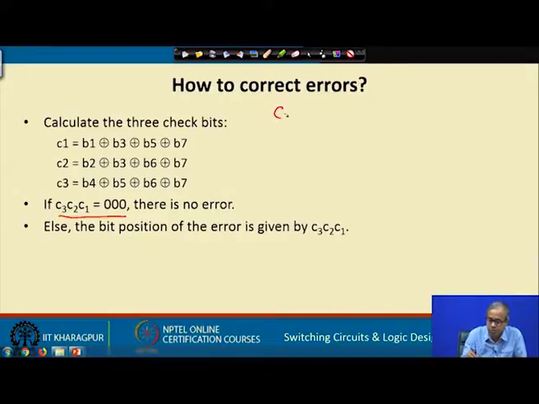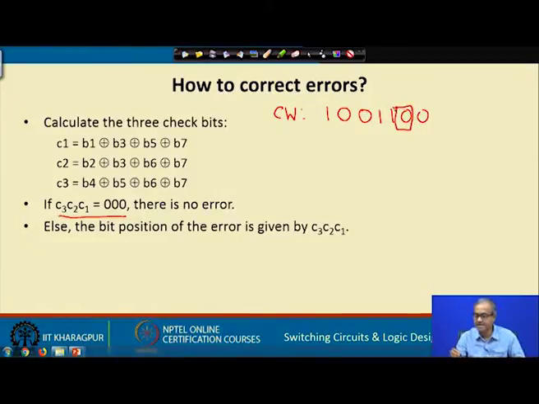Suppose I have a code word, let us take one of the valid code words from that table, let us say 1 0 0 1 1 0 0. This was the 7-bit number. Let us say there is an error and this 0 has become 1. So, now my code word has become 1 0 0 1 1 1 0. This bit is in error.